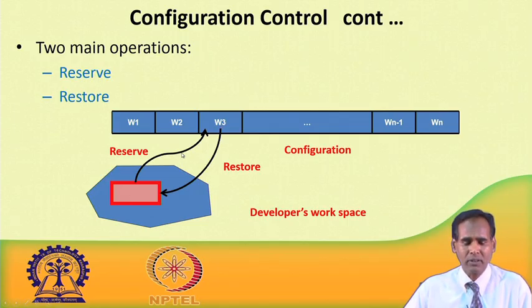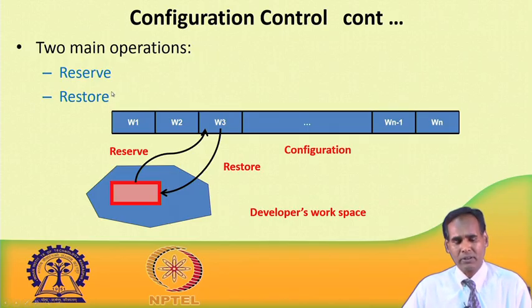So, through the reserve operation he can reserve a copy of W3 and he will be issued a private copy, and then with the restore operation, if the changes are approved, the developer can restore this private copy and put it in the master's copy place. That means the master's copy will be replaced with this private copy if it is approved by the CCB.